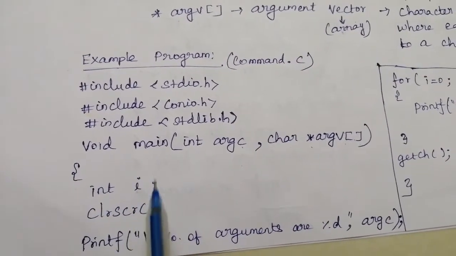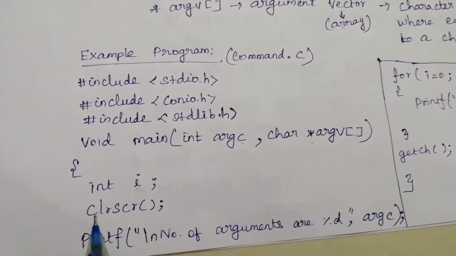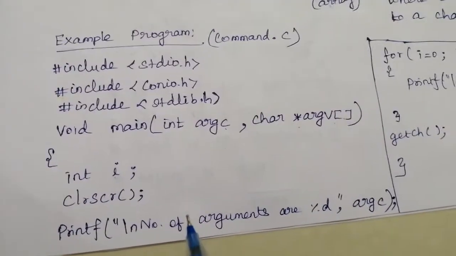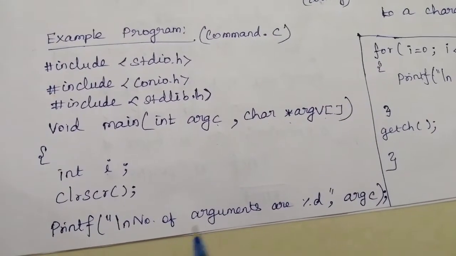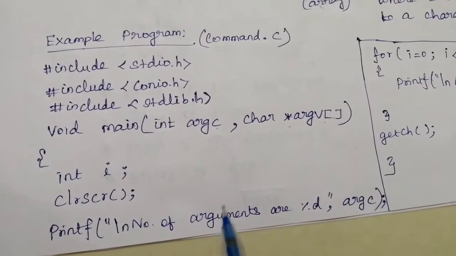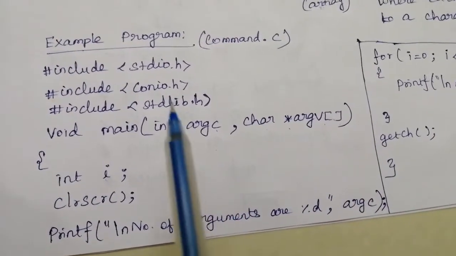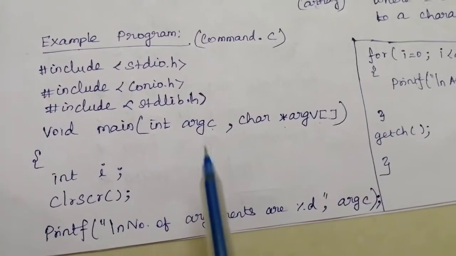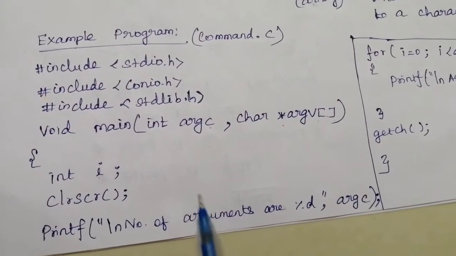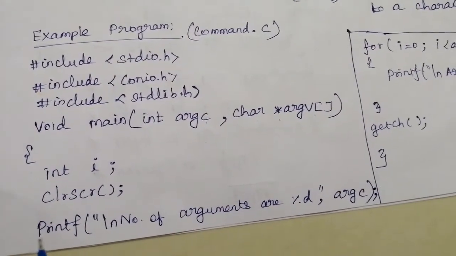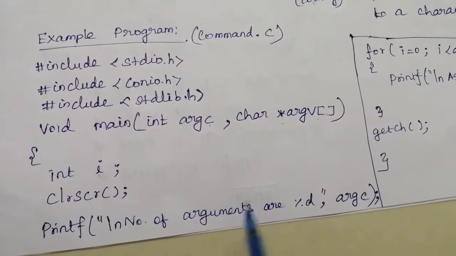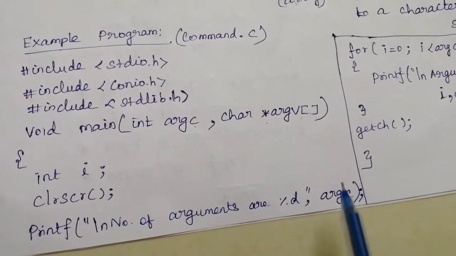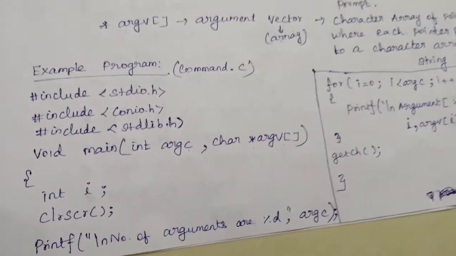Here i denotes the loop counter variable. Next you can provide the clear screen function. Now we want to display how many arguments there are on the screen. argc holds the value of how many arguments there are, and that needs to be displayed with the help of the printf statement: number of arguments are %d, argc. So this is about argc.